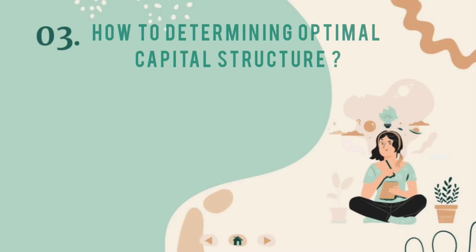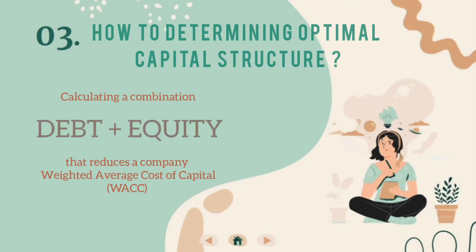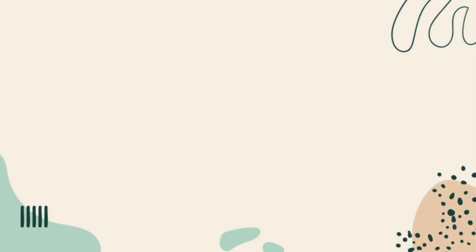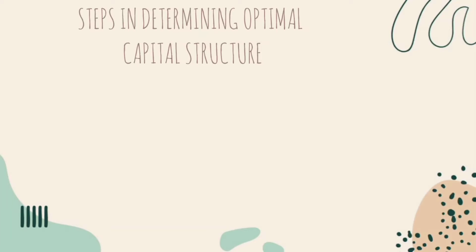Then, how can we determine the optimal capital structure? Calculating a combination of debt and equity that reduces a company's weighted average cost of capital, which is WACC, while maximizing its market value yields the optimal capital structure. The bigger the present value of the firm's future cash flow, which is discounted by the WACC, the lower the cost of capital. So, there are a few steps in order to determine the optimal capital structure.